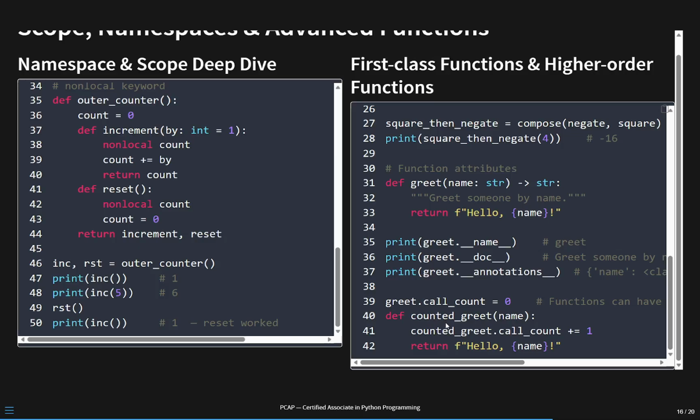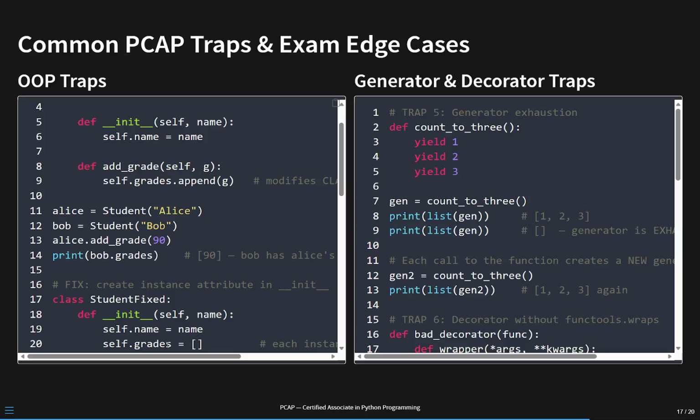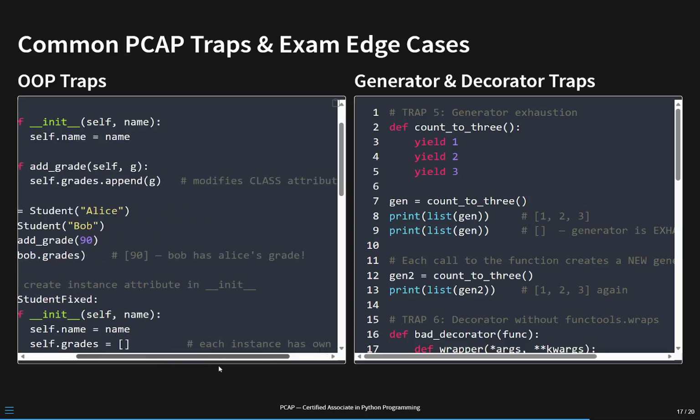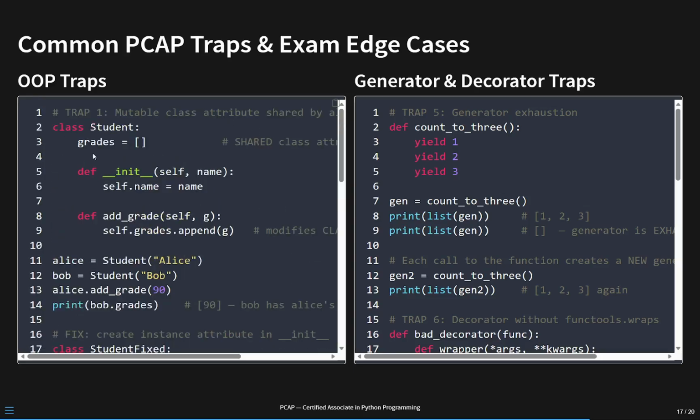Next. Every item on this slide is a pattern that reliably trips up PCAP candidates. Go through each one carefully. Mutable class attribute trap, the most devastating OOP mistake. In class Student, grades equals an empty list. This grades list is a class attribute shared by every student instance. When alice.add_grade(90) appends to self.grades, it's modifying the class level list because there's no instance attribute named grades to shadow it. bob.grades then shows 90, even though Bob never received a grade.